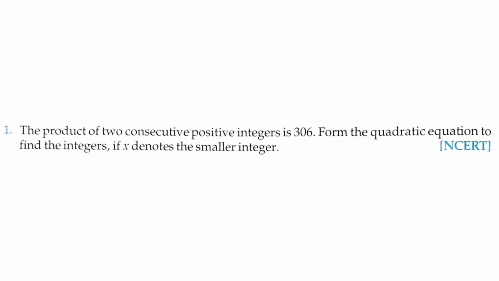1. The product of two consecutive positive integers is 306. Form the quadratic equation to find the integers if x denotes the smaller integer. Read the question carefully, understand the situation, and formulate the quadratic equation.